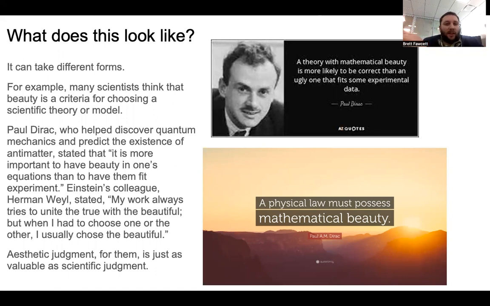For example, many scientists think that beauty is actually a criterion for picking a scientific theory or model, right? Paul Dirac helped discover quantum mechanics, and he predicted the existence of antimatter. He once said it's more important to have beauty in one's equations than to have them fit experiment. Hermann Weyl was a colleague of Einstein at Princeton, and he said, "My work always tries to unite the true with the beautiful. When I had to choose one or the other, I usually chose the beautiful."